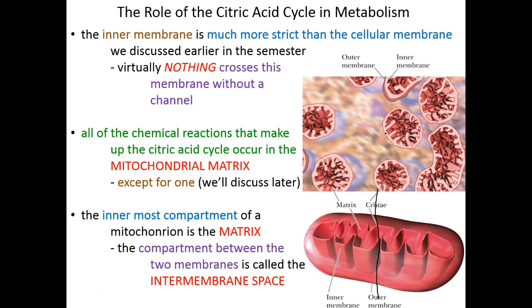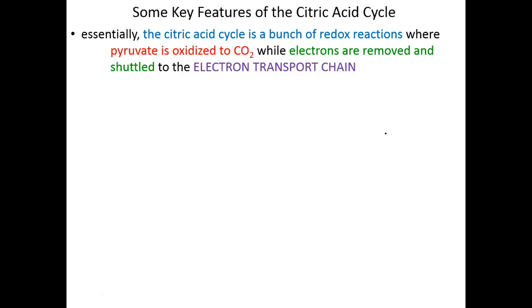There is one single enzyme of the citric acid cycle that is membrane bound and occurs at the mitochondrial inner membrane, not within the matrix, and that plays a very important role in linking the citric acid cycle to the electron transport chain, but we'll keep that for later. Some more key features of the citric acid cycle.